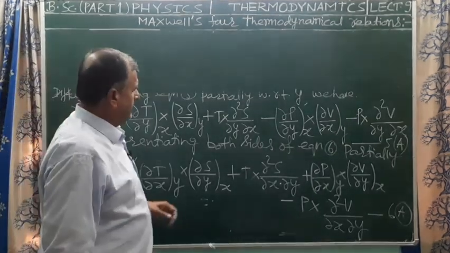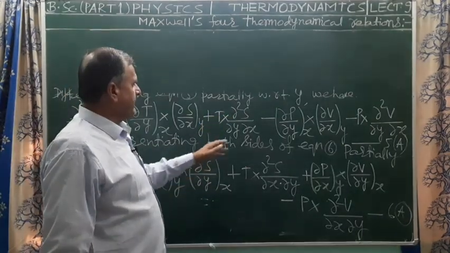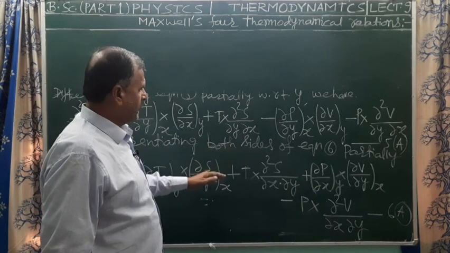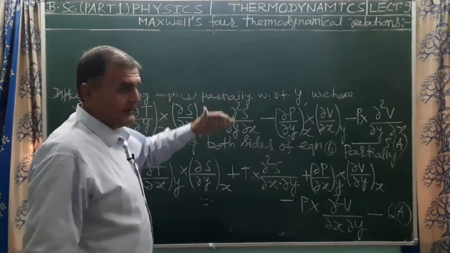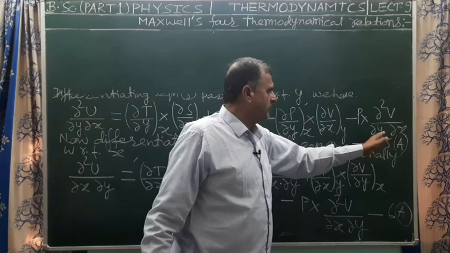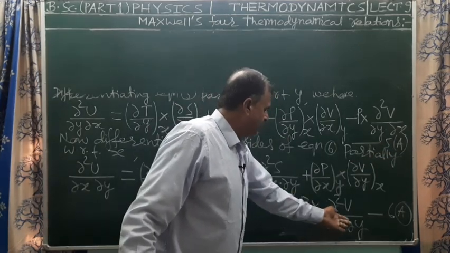Similarly, dS is also a perfect differential, so we can write ∂²S/∂y∂x = ∂²S/∂x∂y, and dV is also a perfect differential, so we can write ∂²V/∂y∂x = ∂²V/∂x∂y.